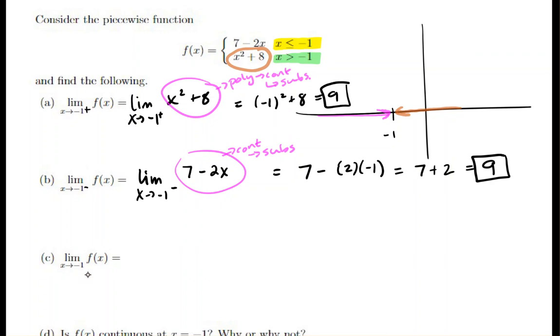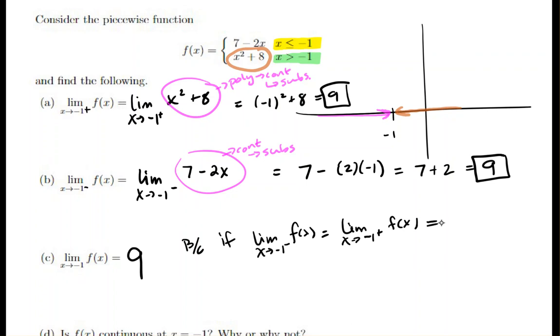So the two-sided limit: if you know the right-sided limit at the point and the left-sided limit at the point, and they agree, then you automatically know the two-sided limit is 9. Because if the limit as x approaches -1 from the left of the function equals the limit as x approaches -1 from the right of the function, this tells you it's equal to the two-sided limit by definition.